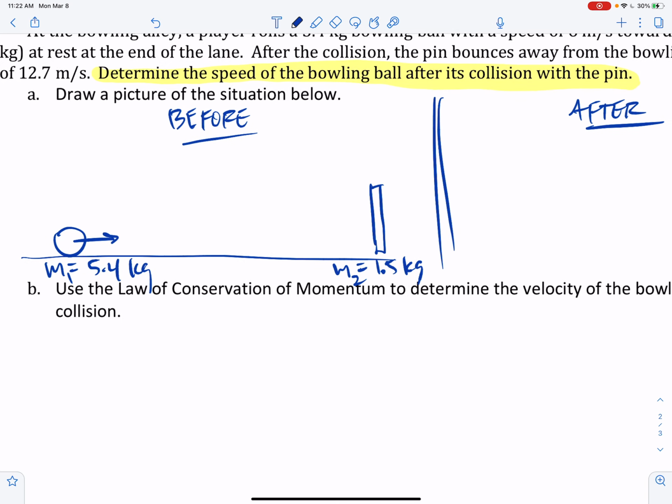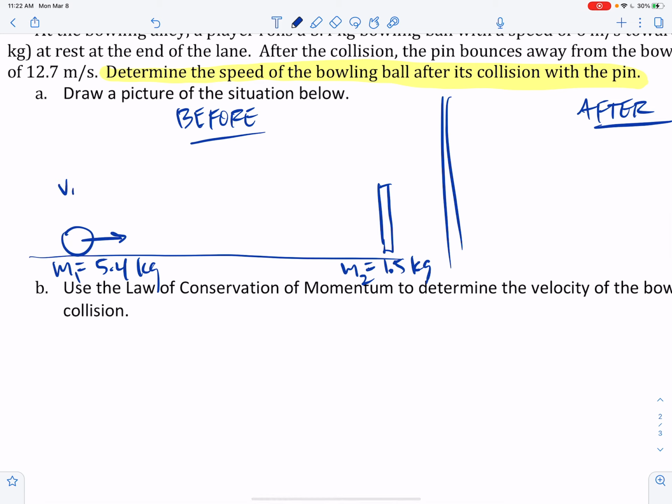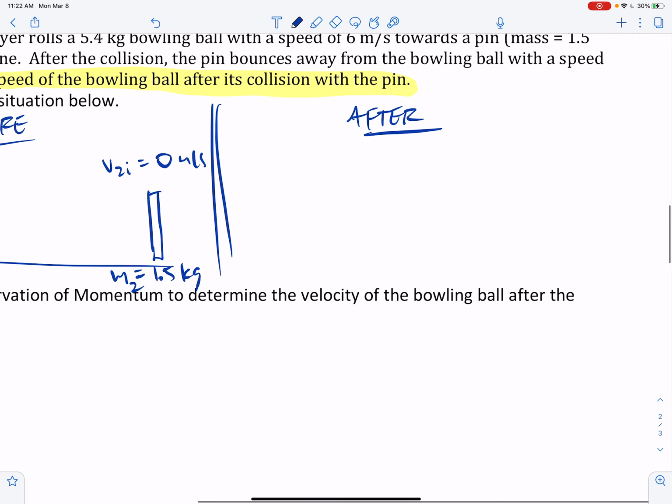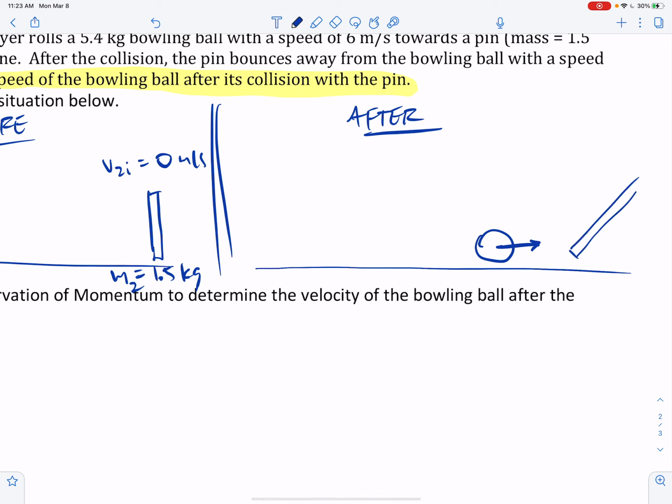And then we have these velocities as well, right? So I'll call this V1 initial, which is 6 meters per second. And then the bowling pin's initial velocity, call that V2 initial, is 0. It's at rest. Okay? So here's our bowling ball moving towards our bowling pin. All right, after the collision, the bowling ball knocks the bowling pin away. Now the bowling ball's at the end of the lane, moving this way, and it knocks the pin over with some velocity.